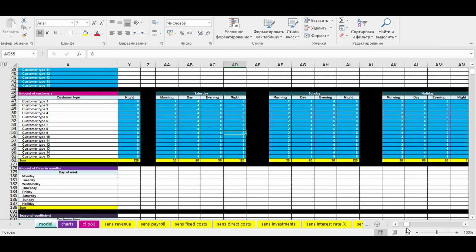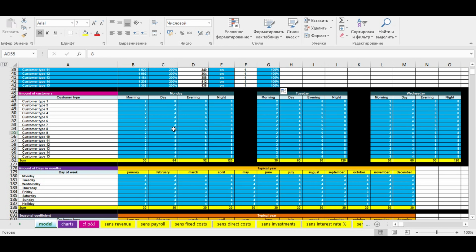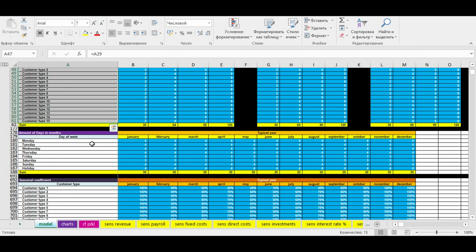When you start filling in the amount of customers for each day, for each time segment, you start creating a clear portrait of the financial behavior of each type of customer. Doing it, you will easily believe in the revenue you get at the end of the financial model. Automatically, you will believe in profit and payback period. Then we move to the next block of input data.